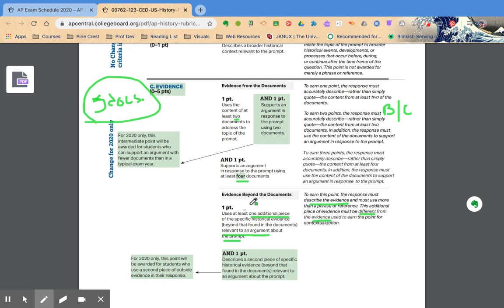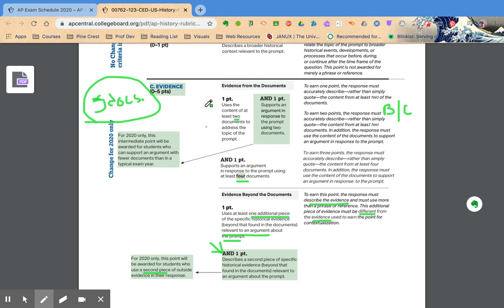So if you do that, that's a point. If you do it a second time, that's another point. So for 2020 only, this point will be awarded for students who use a second piece of outside evidence. In other words, they're trying to figure out a way to squeeze points in and also minimize the amount of work you do to fit within that 45-minute time frame. So the easiest thing would be if you come up with one document and one piece of evidence beyond the documents, you can just think of a second one. So if you do that, boom, you've got it.